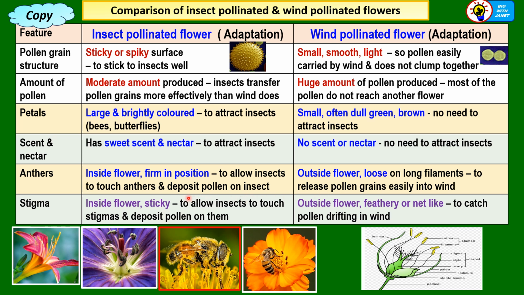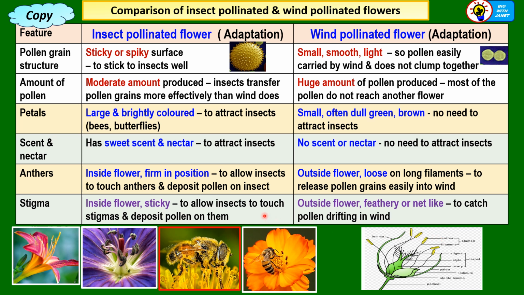Anthers in the insect-pollinated flowers. Okay, they are found deep inside. They are found inside the flower and held firm in position to allow the insects to touch the anthers and brush against the anthers when they search for nectar. And thus, this can deposit the pollen grains on the insect's body. But for wind-pollinated flowers, the anthers, as you can see here, are loose and held on long filaments so that they can be exposed to the wind and release the pollen grains into the wind easily.